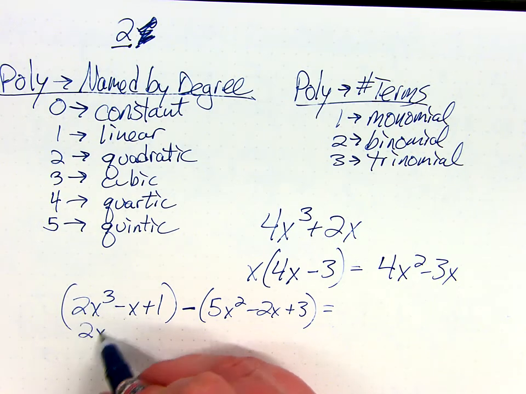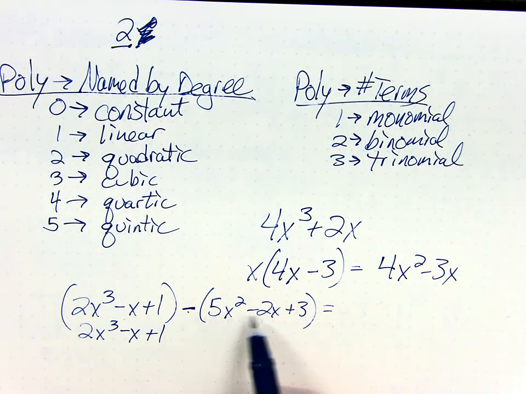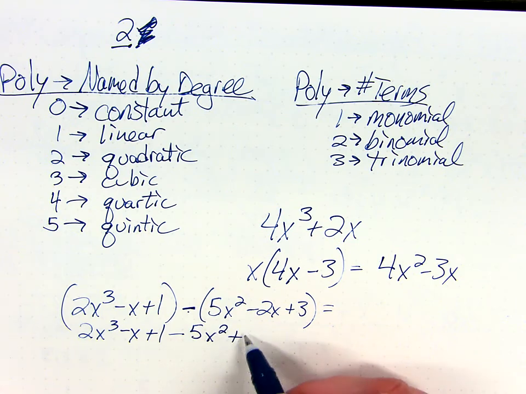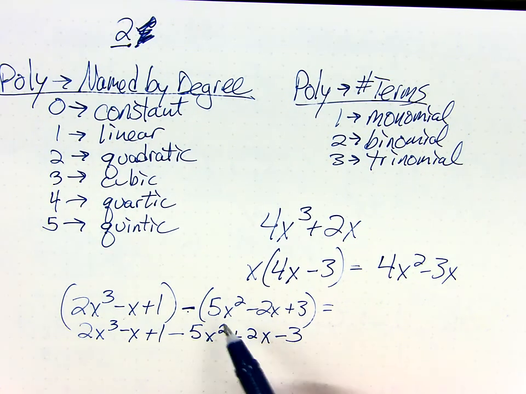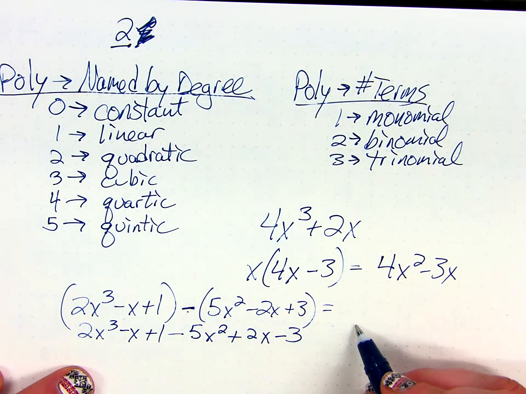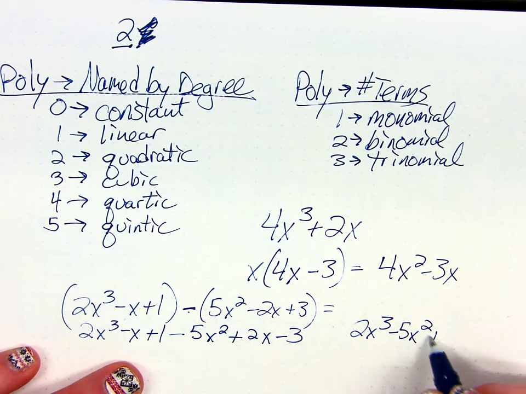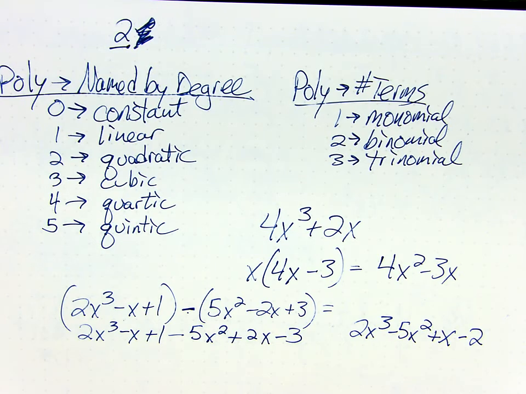When you have a subtraction problem, the most common mistake is to not subtract properly. You have to distribute that negative to everybody. So now it's really a minus 5x squared plus 2x minus 3, and now I want to combine like terms. Very often kids only subtract the 5x squared, not the rest of it. That's totally wrong. You have to subtract everybody. So your final answer should have been 2x to the third minus 5x squared plus x minus 2. You got it?